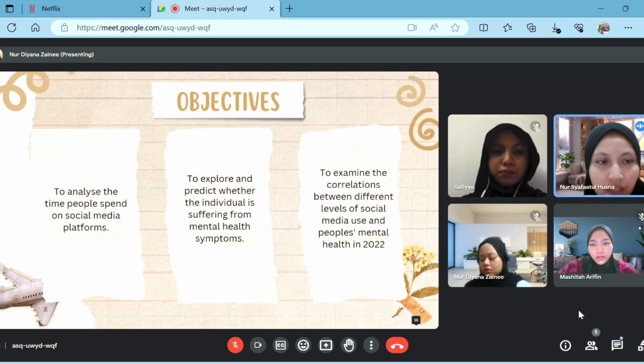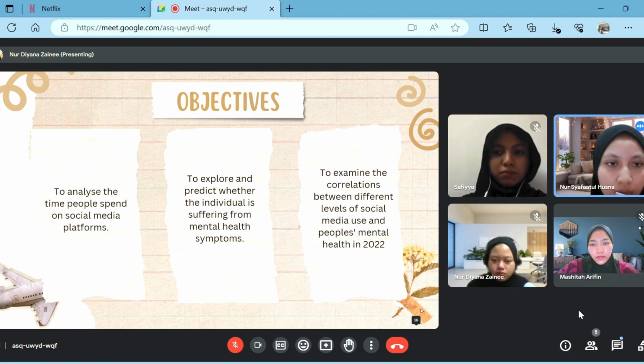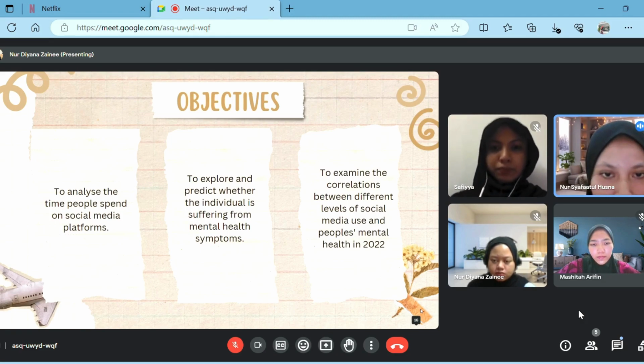For the objective, we have three objectives. One is to analyze the times people spend on social media platforms. Two, to explore and predict whether the individual is suffering from mental health symptoms. And three, to examine the correlation between different levels of social media use and people's mental health in 2022.